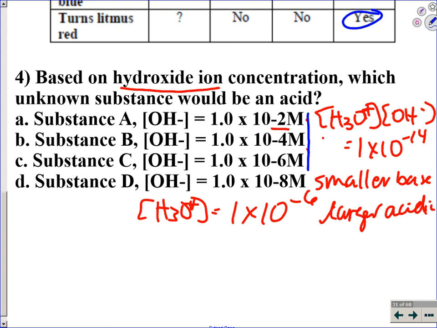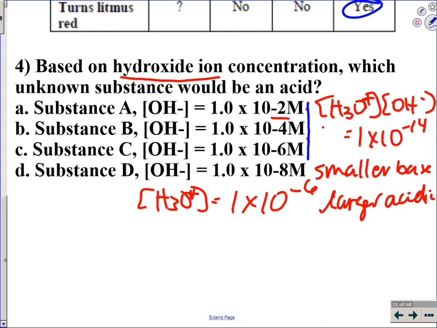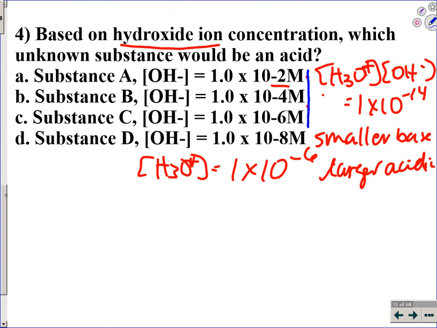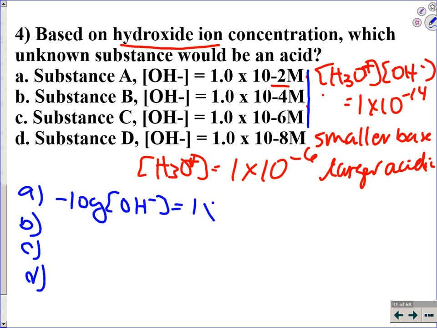So if I have substances A through D here, and I want you to tell me the pH of each of these, it should take you 30 seconds to pretty much tell me them all. Okay, so I'll demonstrate for the first one. If I have an OH concentration of 10 to the negative 2, what's the pOH for that? 2. It's 2 because it's the negative log of hydroxide concentration, right? So you'd be doing the negative log of 1 times 10 to the negative 2.